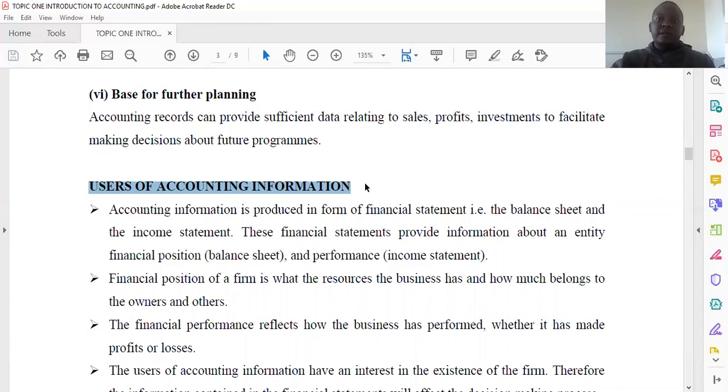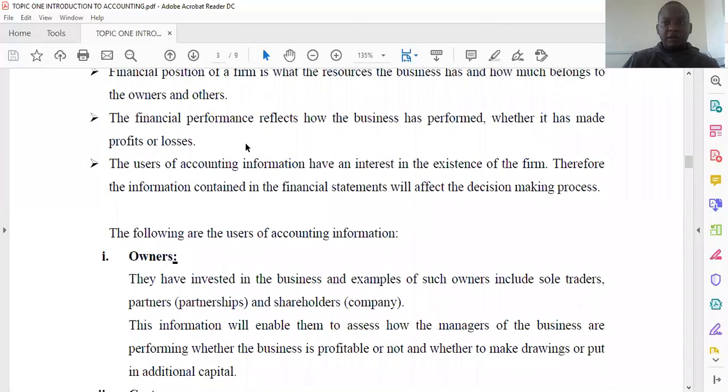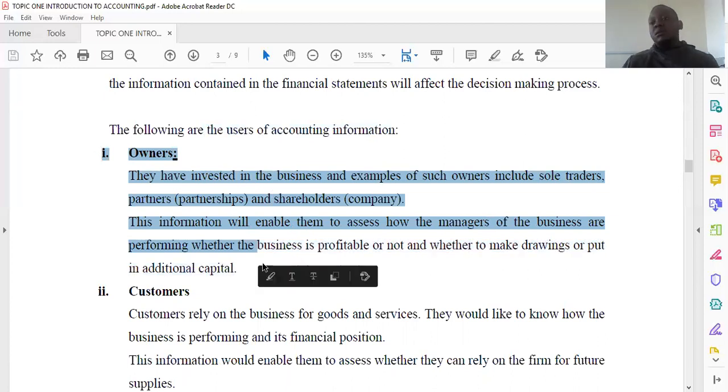Examples of these users of financial information we have are the owners or the entrepreneurs, also known as the shareholders of the business. They have invested capital into the business. Examples of such owners include the sole traders, that is the entrepreneur. We have the partners in a partnership. We have shareholders in a company.